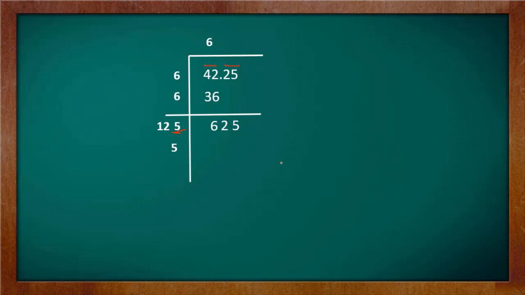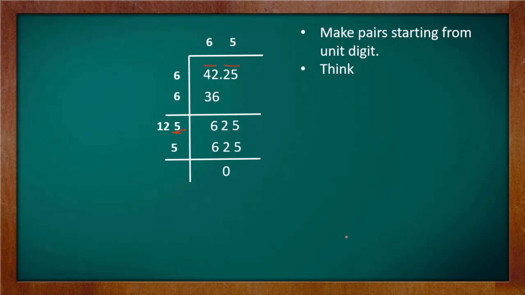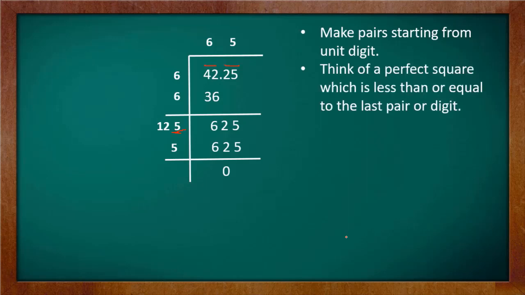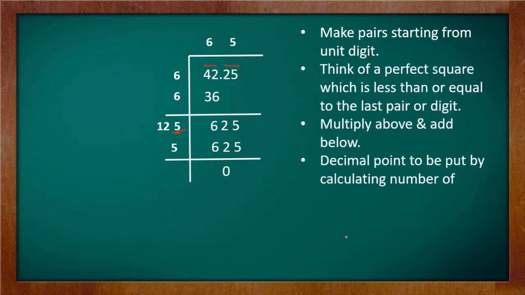125 into 5. What will you get? 625. And this 5 will again be copied in the quotient. Okay. Again draw a line. 625 minus 625, you will get 0. So basically all the steps are the same which we follow for the long division method.